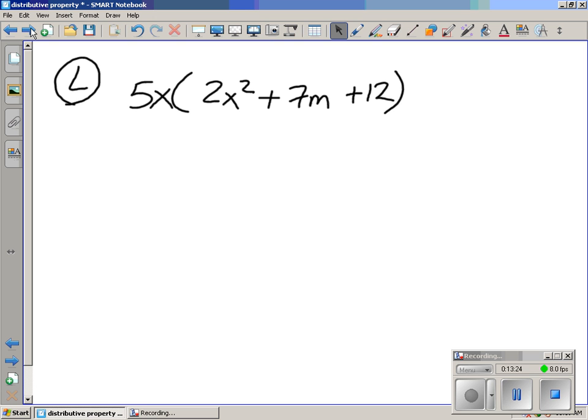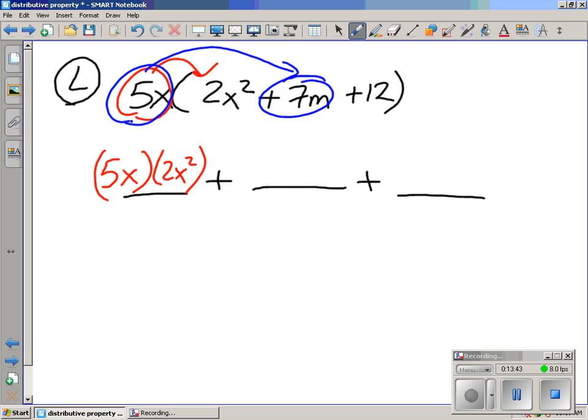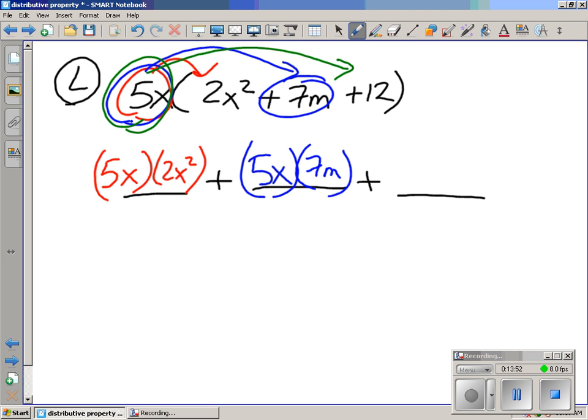Letter L. 3 blanks again. Take the 5x and multiply it by the 2x squared. Then you take the 5x and you distribute it to the 7m. And then finally you take the 5x and you distribute it to the 12.